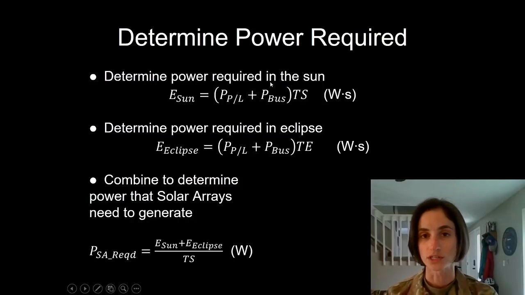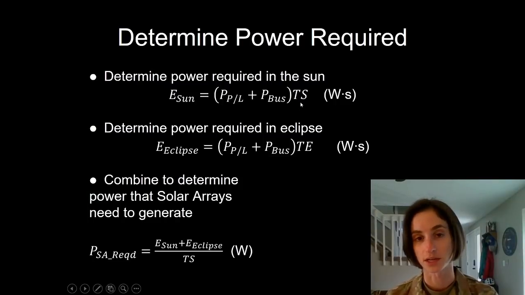All of those individual powers, you'll add them all together, and that'll be the total power for the bus. Again, it should be in watts. So to find the energy you need in the sun, you'll multiply that amount of power your spacecraft needs times the time in the sun. Same thing for energy in eclipse.